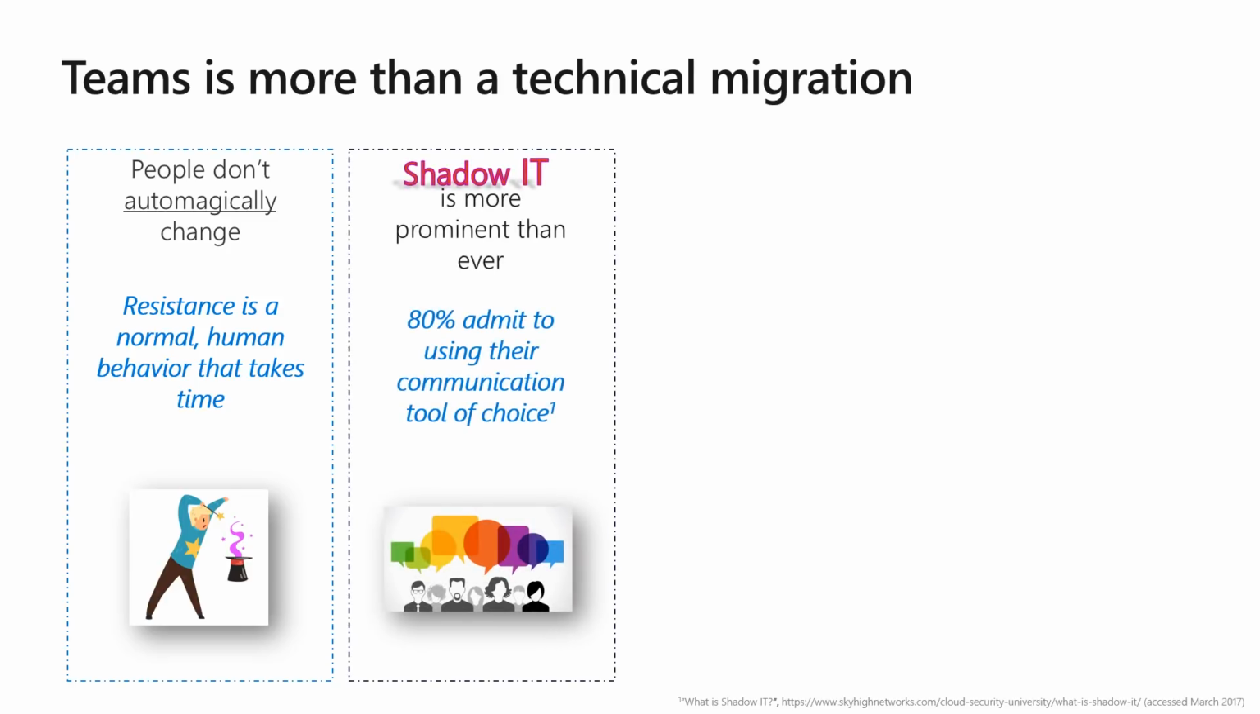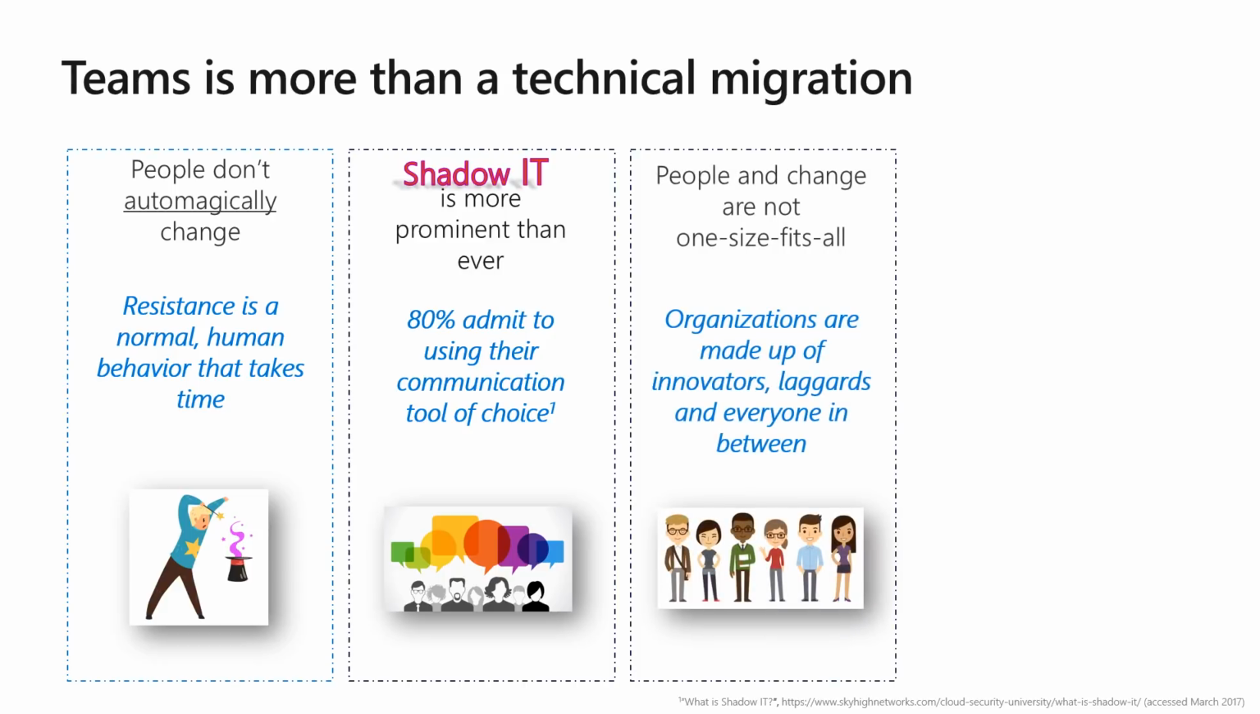Now, on top of that, shadow IT is more prominent than ever. And 80% admit to using their own particular communication tool of choice, meaning they might choose to use Teams, or perhaps they choose to use some other application simply because that is the ease of use or the most prominent application that they have available, and they don't have a particular standardized approach to communications within their environment. We also need to realize that people and change are really not a one-size-fits-all type approach, right? We have folks inside of organizations that are innovators.